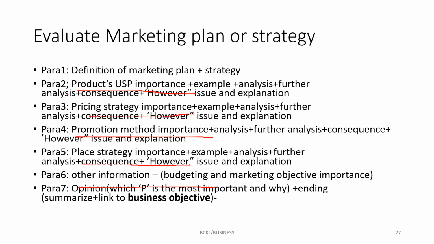You need to have money for all these to work. So the marketing objectives, its importance, and you need to remember our objectives need to be SMART: specific, measurable, achievable, realistic, and time specific. And then your opinion, which of the 4 P's you think is the most important. And we all know product is the most important, because without product the other P's would not exist. Okay, say why, and then you have to summarize and link to the business objectives.